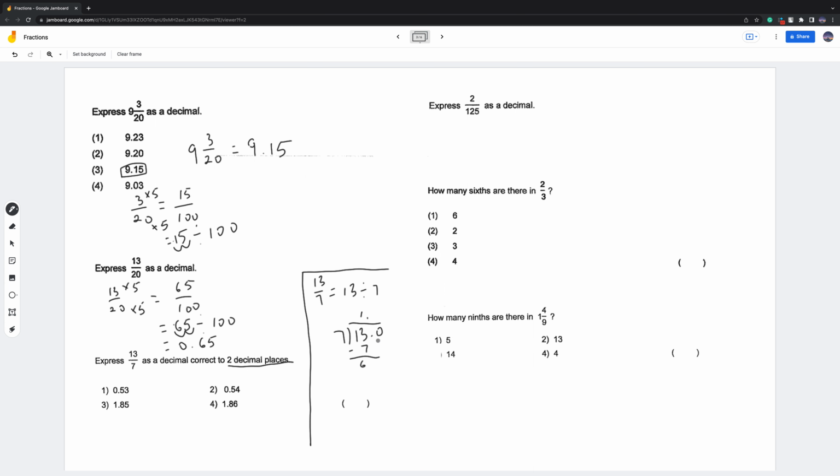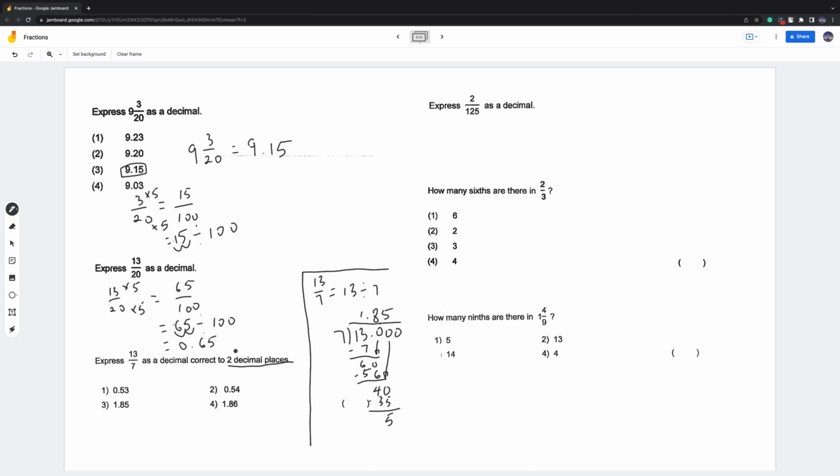This will be 0. Bring it down. 60. Okay, so 60 divided by 7. That will be 8. 56. Minus will be a 4. Now we're going to put another 0. Bring it down. Now it's 40. We're going to put a 5, because 7 times 5 is 35. Minus, and you get a 5. Okay, you put another 0.